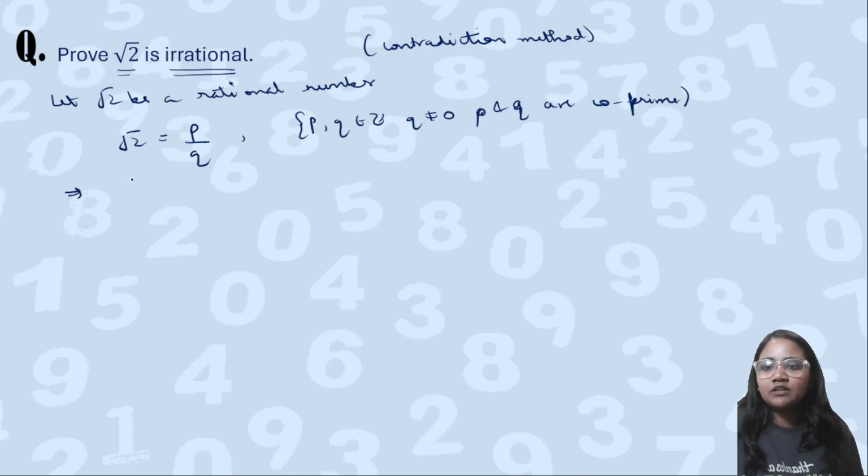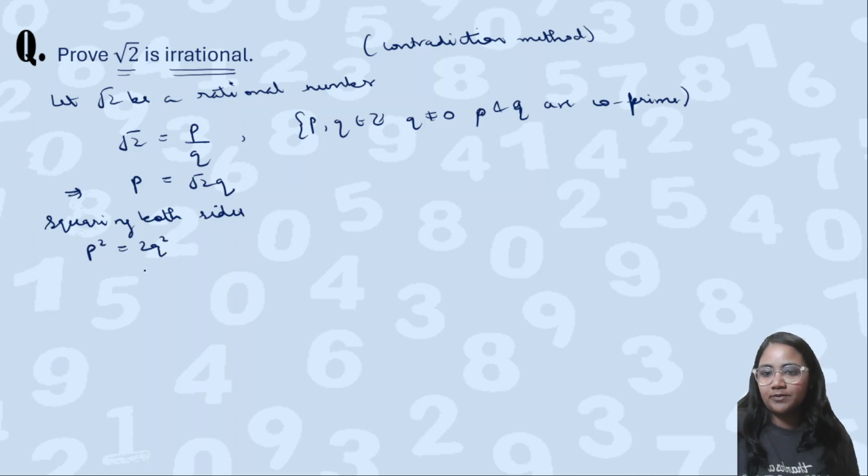If I say so, then we can write p is equal to root 2 q. If I square both sides, what will I get? p square is equal to 2q square. So you can see p square is equal to 2q square. p square can be written as some multiple of 2. This means that 2 divides p square, right? 2 divides p square. And this implies 2 divides p.